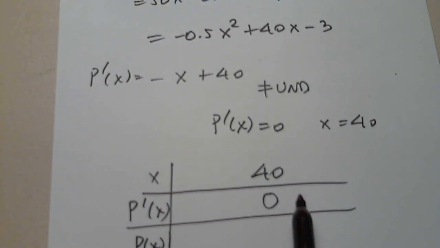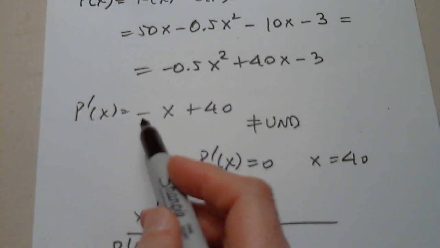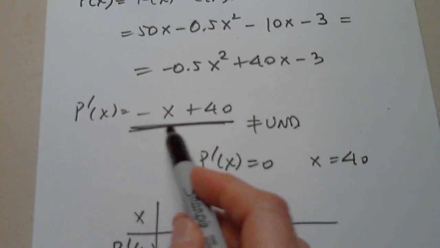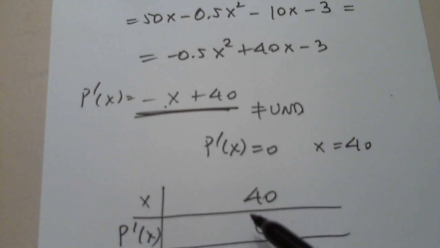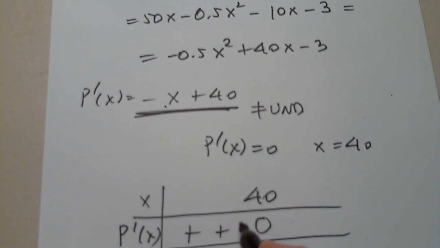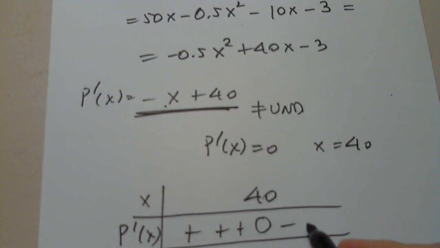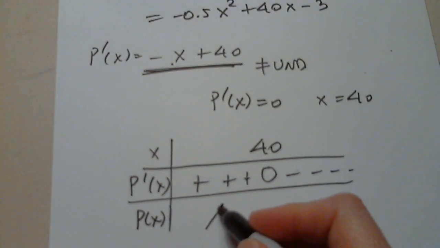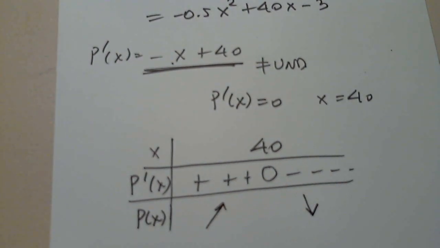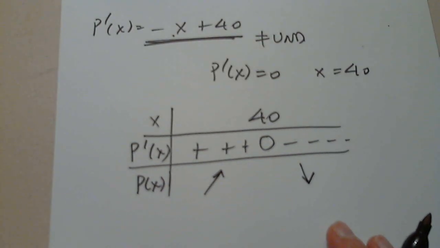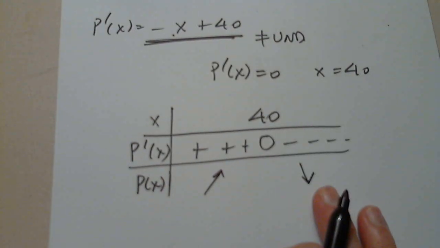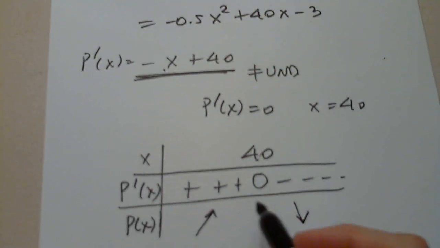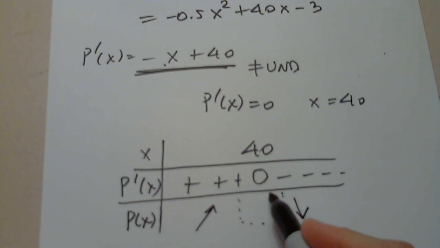I have to study the sign left and right, but it's too easy because this is a linear function with a negative slope. When you plug in 0, you get positive. When you plug in 50, you will get negative. So this is typical. That's all you need to show. Typical for an absolute maximum or relative maximum. But I have to plug in 40 in the original function in here because I need the y value.